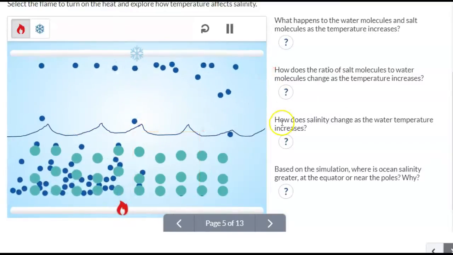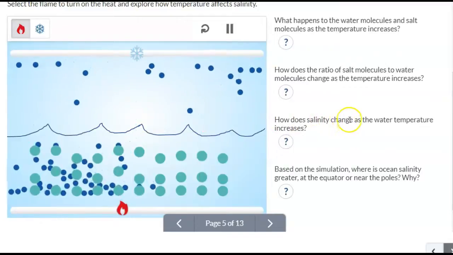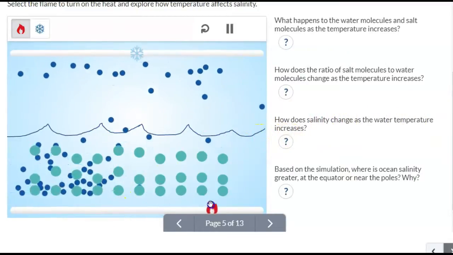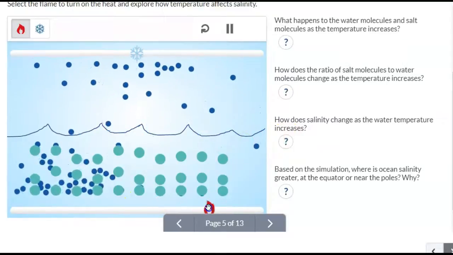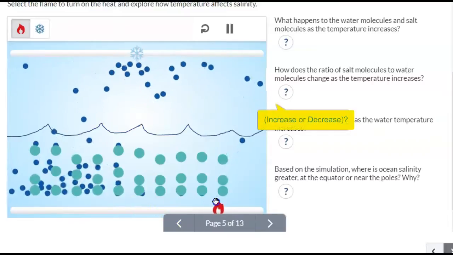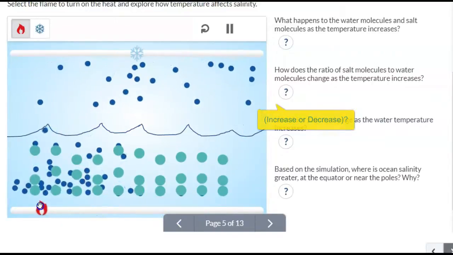All right, next question. How does salinity change as water temperature increases? Salinity is how much salt is in a solution. So what's happening to the amount of salinity that's still left over?